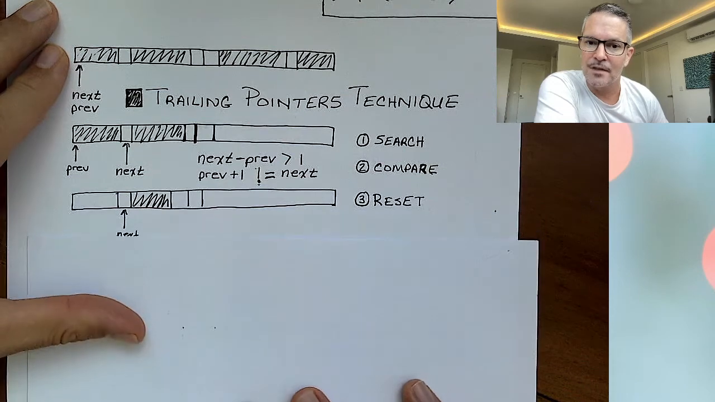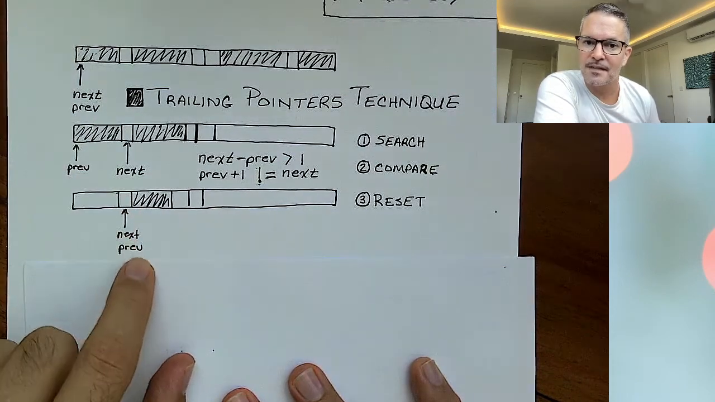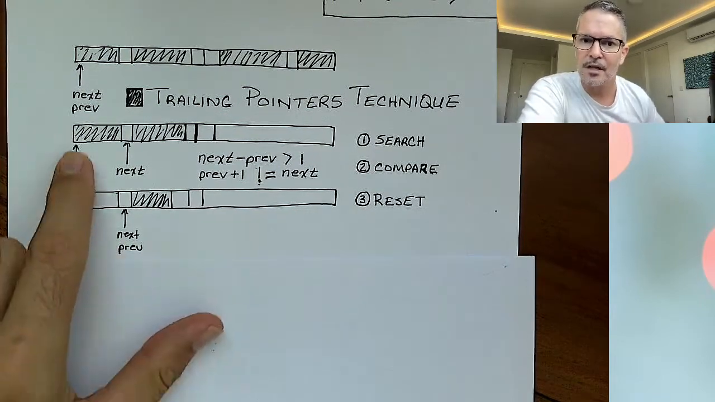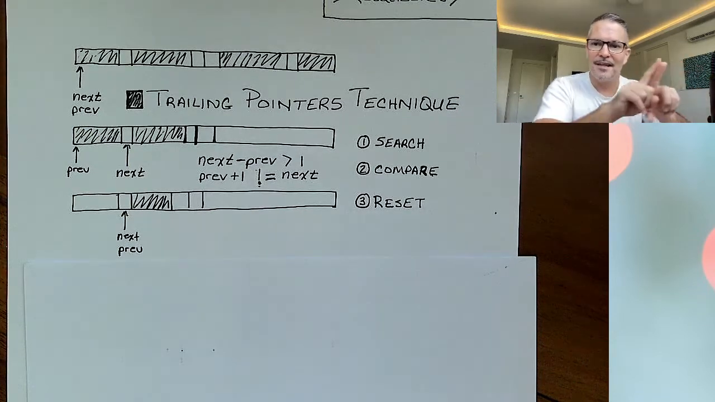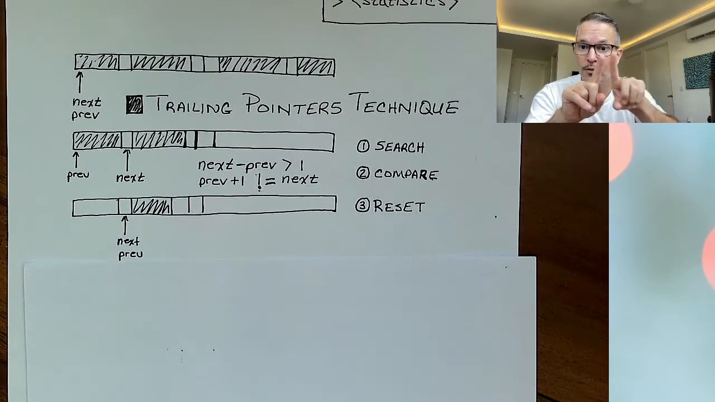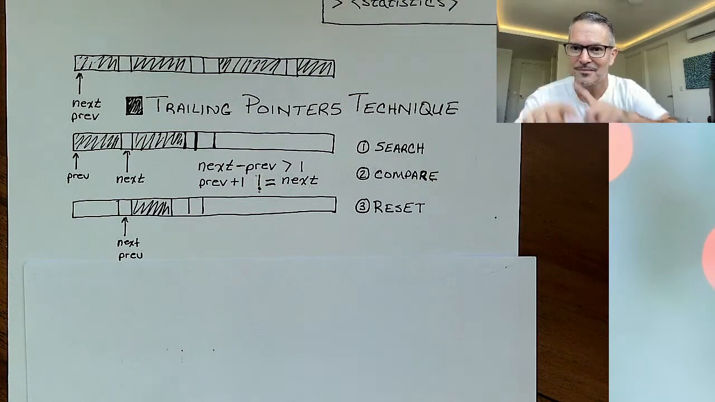Finally, I reset into the new white space, next and previous, and I start the process over again. So I'm going to walk through the array, slowly advancing the next pointer, looking to see if the next and previous are far enough apart, then moving the previous to match, then moving the next pointer, checking to see if they're far enough apart, then moving the previous pointer to match.